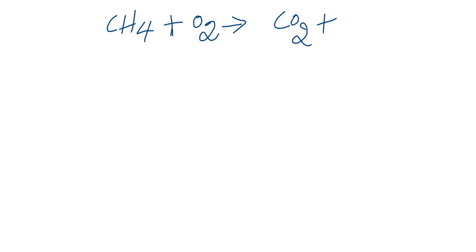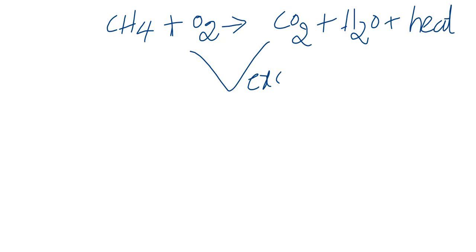Burning of natural gas. The element in natural gas is methane, CH4. Burning means it reacts with the oxygen and forms CO2, H2O plus heat energy. This is an exothermic reaction, not a combination reaction.